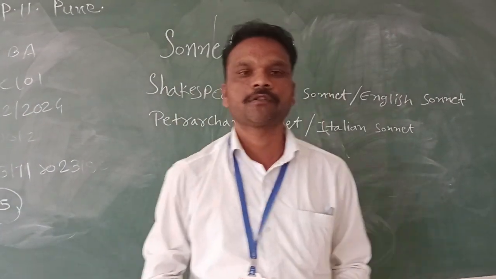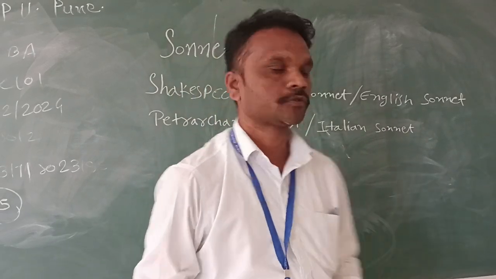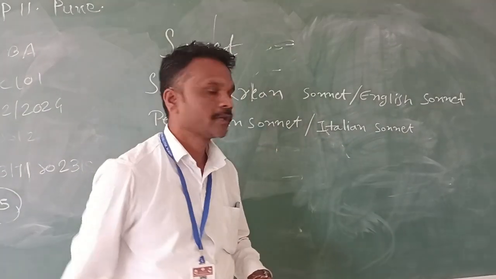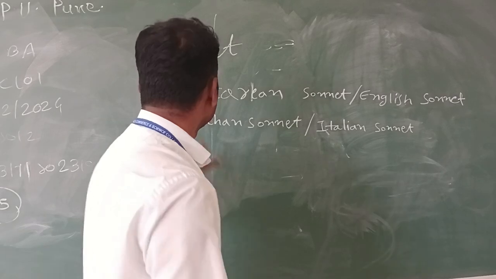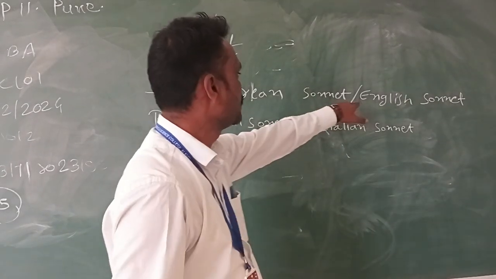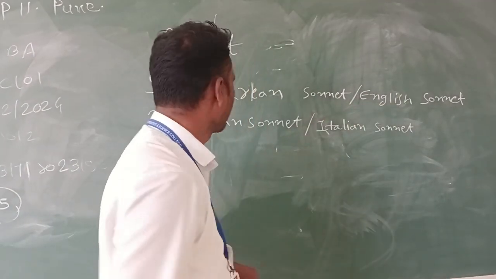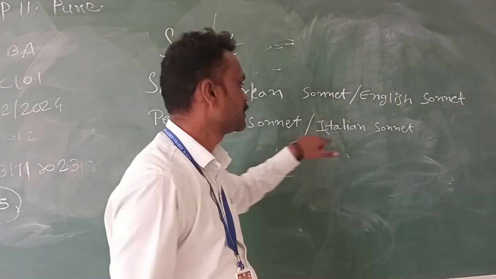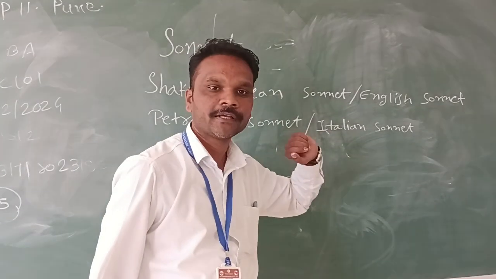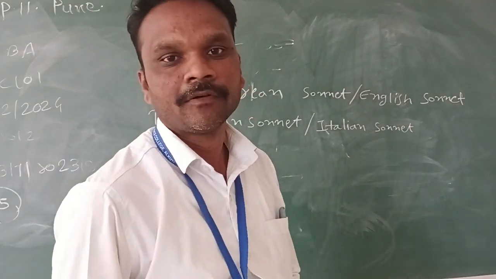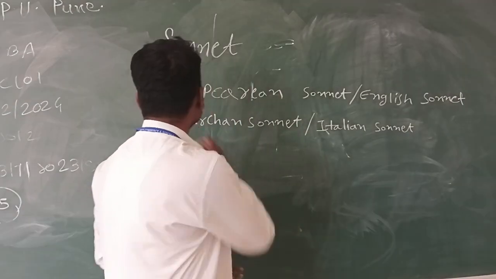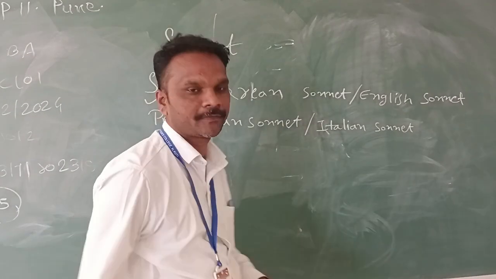Hello, good morning students. Today we are going to learn about the sonnet. There are two types of sonnet. First is the Shakespearean sonnet, also called the English sonnet. Another is the Petrarchan sonnet, also called the Italian sonnet. First of all, we will discuss the Shakespearean sonnet.